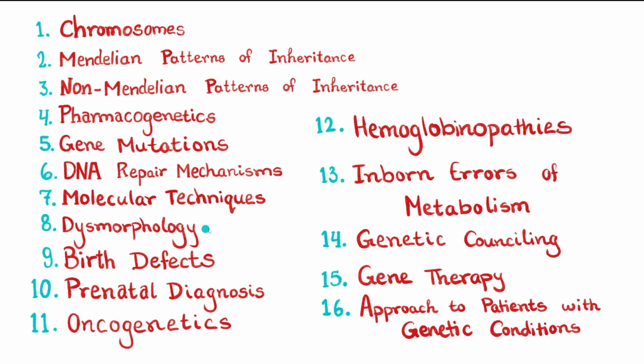We're talking about dysmorphology, congenital defects, diagnosis during the prenatal phase, oncogenetics. We're going to talk about hemoglobinopathies such as sickle cell anemias and thalassemias. We're going to talk about inborn errors of metabolism, genetic counseling, gene therapy, and finally the approach to all these genetic disorders. So we're going to cover almost everything in this playlist.